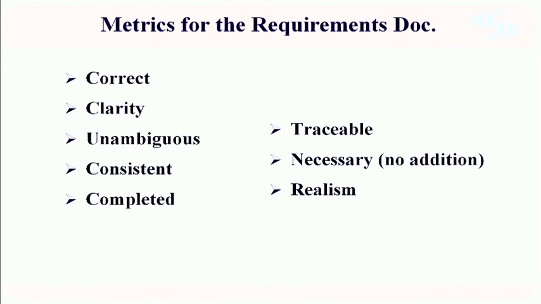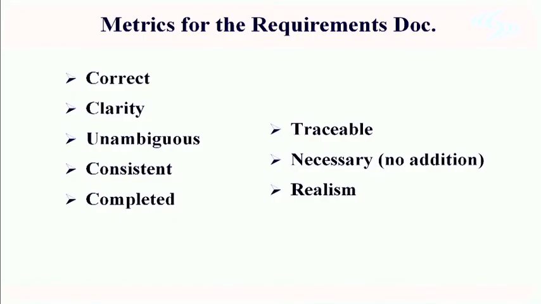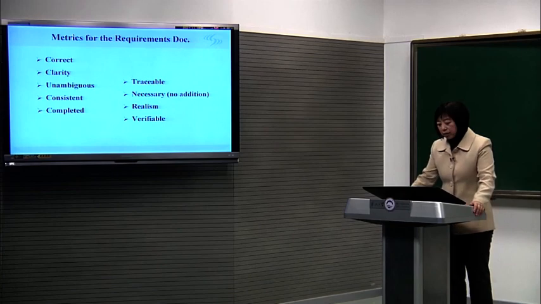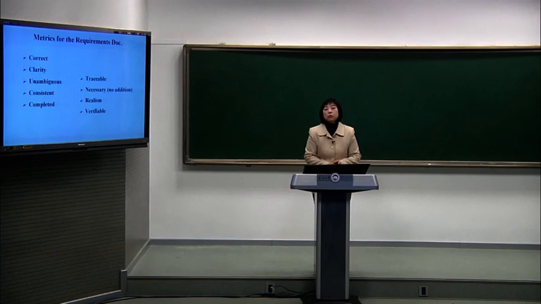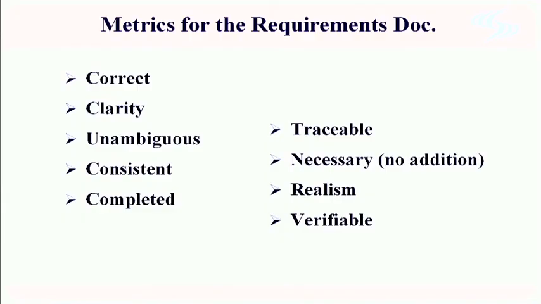Realism. That means achievable. The requirements should be achievable. That means they should be able to be implemented. If it is beyond the current technique, it should not be a requirement because it cannot be achieved. Next, verifiable. That means the requirements should be able to be tested. If the requirements cannot be tested, it is meaningless. Right? Okay.